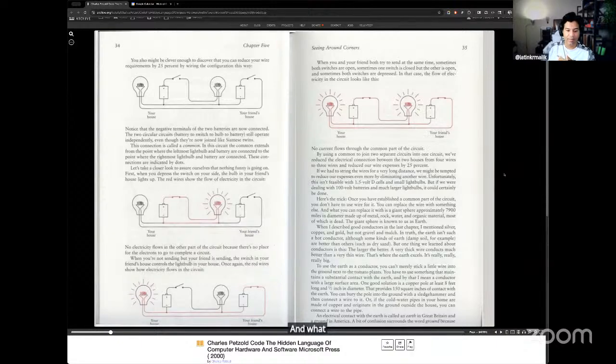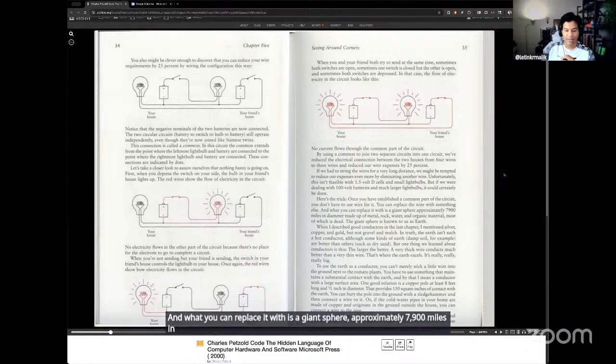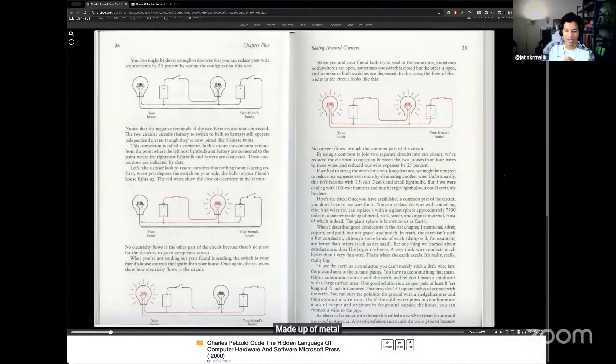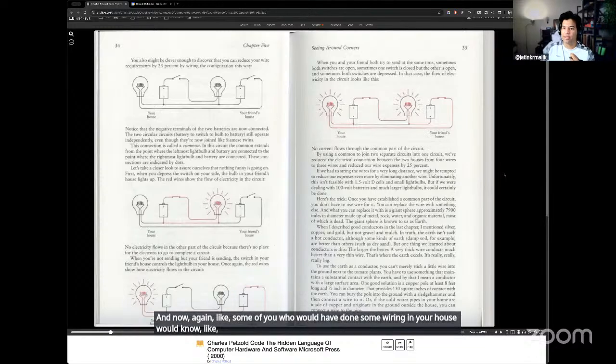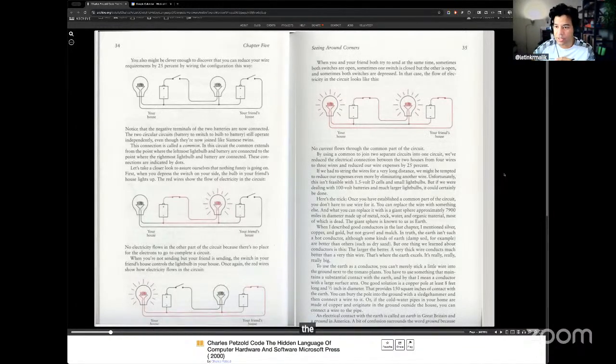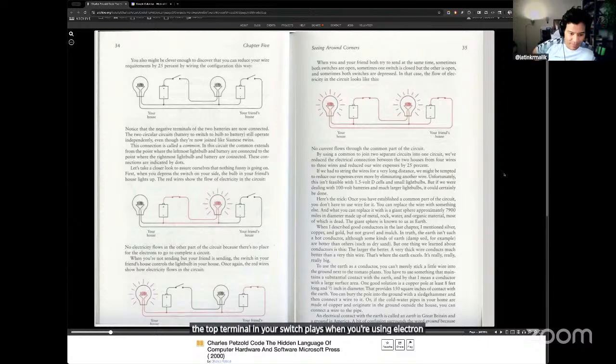And what you can replace it with is a giant sphere, approximately 7,900 miles in diameter, made up of metal, rock, water, and organic material, most of which is dead. The giant sphere is known to us as Earth. And now again, some of you who have done some wiring in your house would know the massive role the earthing, the top terminal in your switch, plays when you're using electronics.